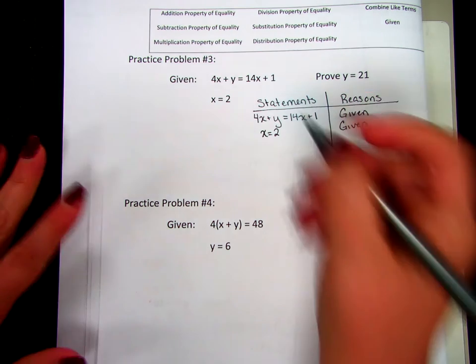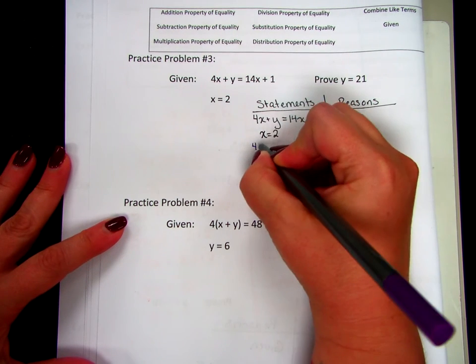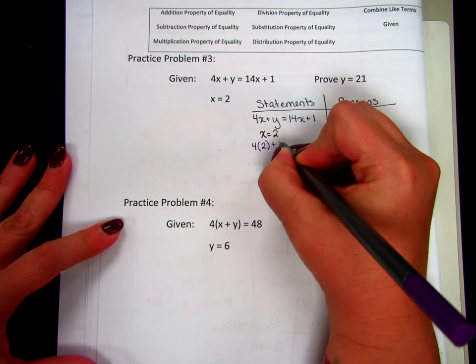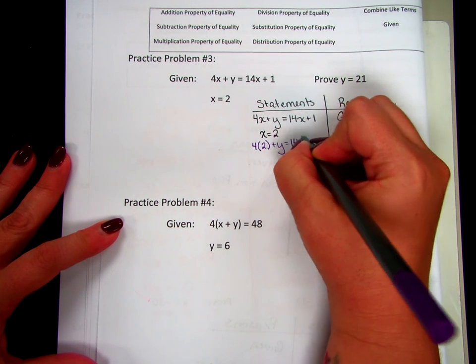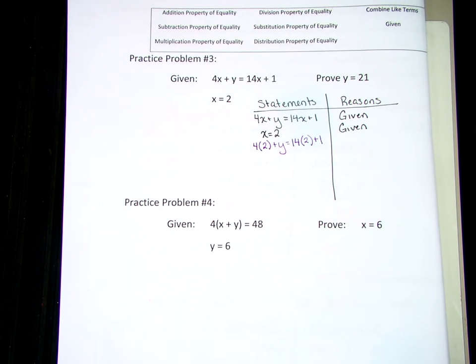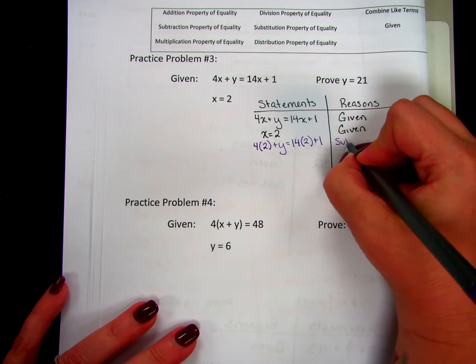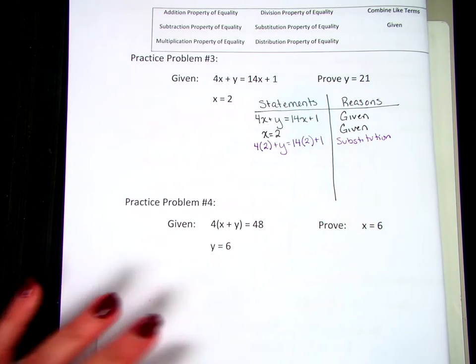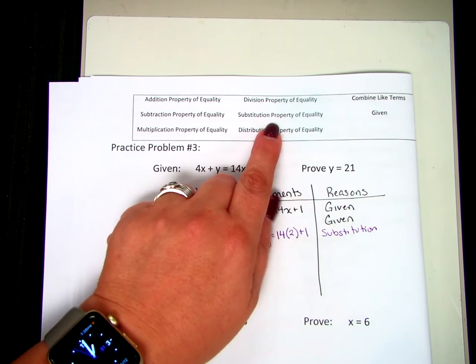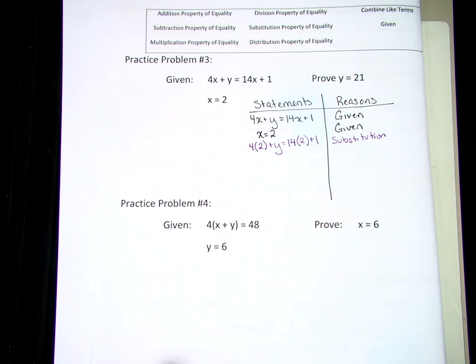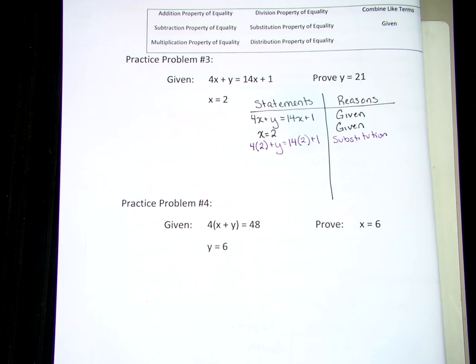So you said we're going to substitute, so that means 4, we're going to replace the x with the 2, plus y equals 14, replace the x with the 2, plus 1. And what am I going to put as my reason? Substitution. Okay. And if you look in the box, it really is a property of equality, but on this one you don't have to write the property of equality. Okay? What should we do next?